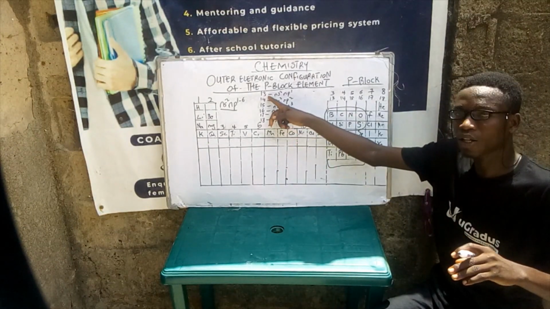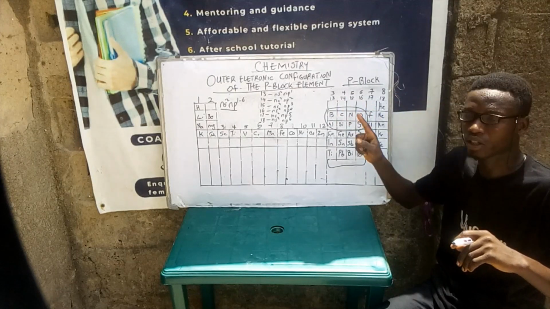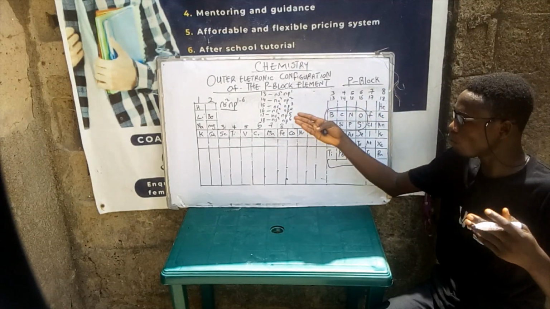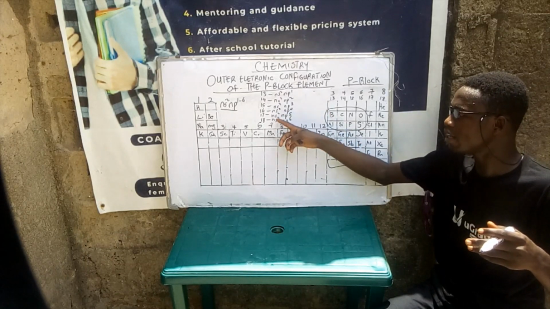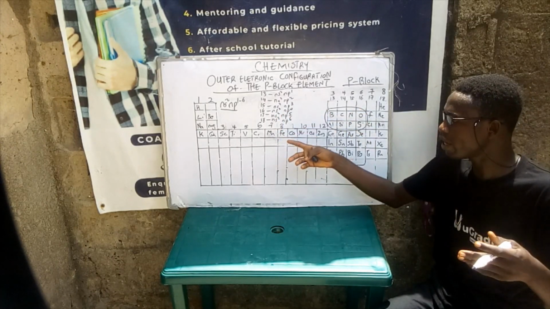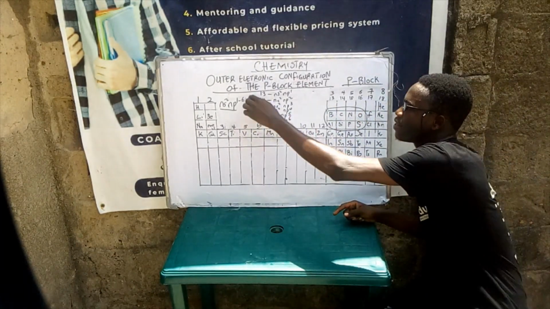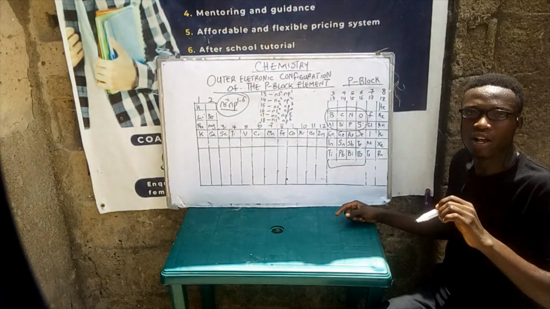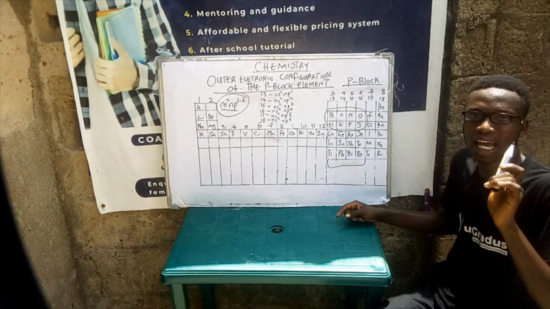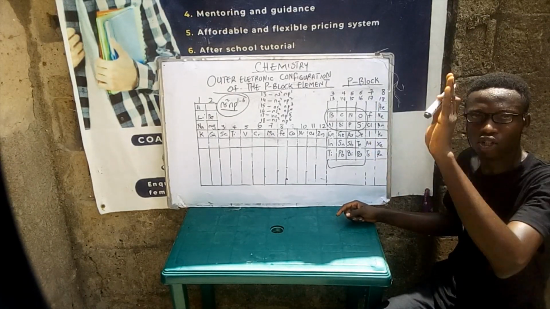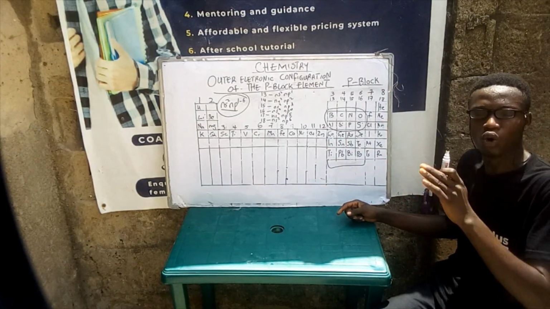That means group 13 we have ns2 np1 as their outer electronic configuration. Group 14, ns2 np2. Group 15, ns2 np3. Group 16, ns2 np4. Group 17, ns2 np5. Group 18, ns2 np6, which is the extreme. That's why we generalize it: the outer electronic configuration of all p block elements is ns2 np1 to 6. So if you are in group 13, you will have 1 on your p orbital. If you are in group 14, you will have 2 on the p orbital.